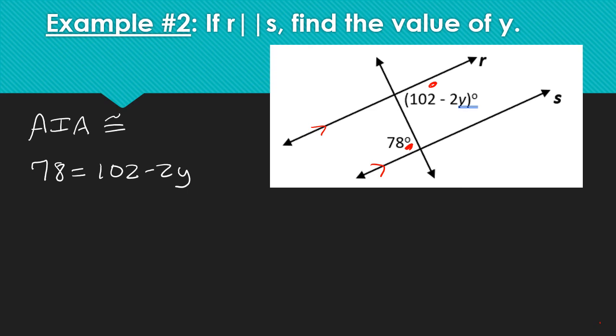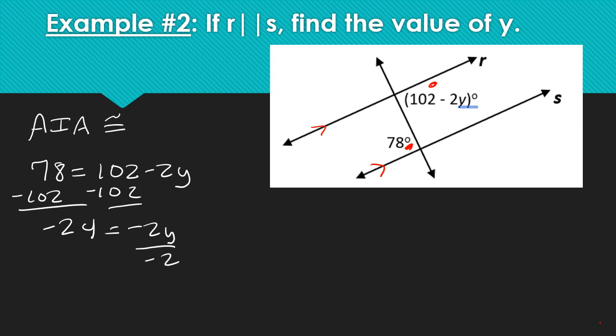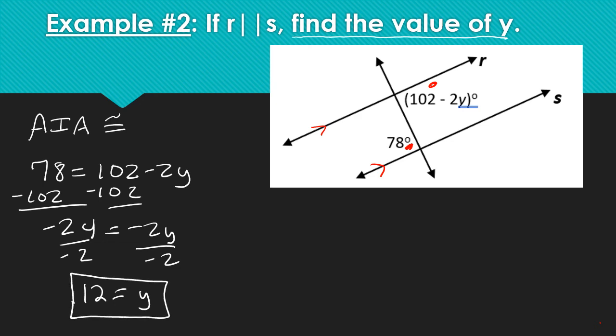So you can hit pause, do your algebra, and come back and check your answer here in a second. All right, welcome back. I'm going to subtract 102 from both sides, so we should get a negative 24 equals a negative 2y. Do not lose your signs, they are important. So when I divide by negative 2, a negative 24 divided by a negative 2, a negative divided by a negative is a positive, and I get 12 equals y. If you look at the instructions for this problem, they ask you to find the value of y, so therefore we are done with problem number 2.